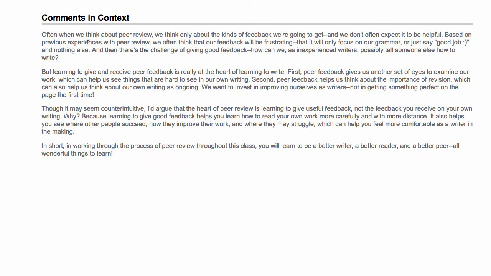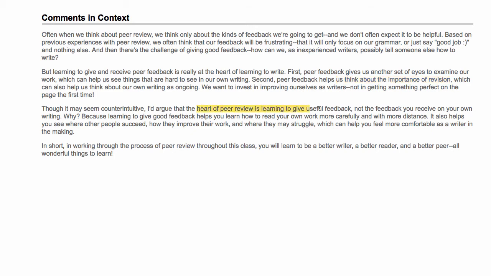This syllabus blurb takes the opposite approach. It focuses on the benefits of giving good feedback and suggests that giving good feedback is at the heart of learning to write. And that's because, according to this writer, feedback teaches students to have a different set of eyes. And that's sort of like reading like a writer, if you're familiar with that language. The second rationale here is that it helps students think about the importance of revision. So, as a peer reviewer, you're looking at a draft, and in order to offer a comment, you actually have to get in the mindset of revision on another person's draft.